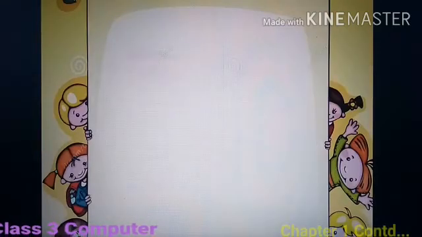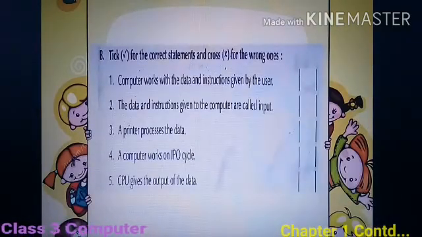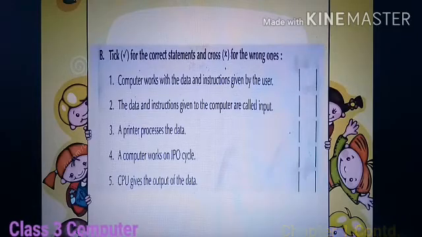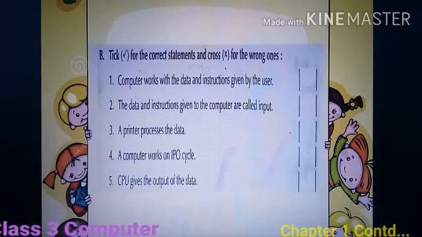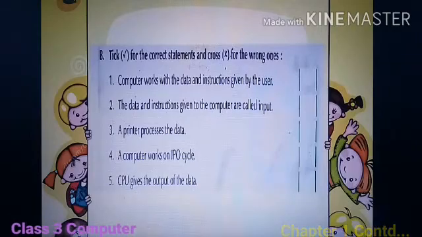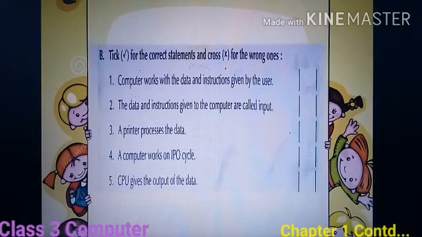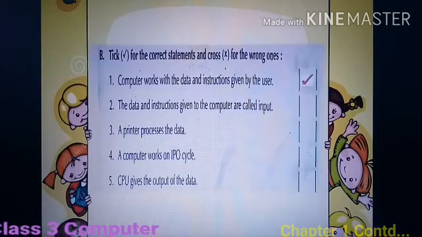The next assessment in our chapter is tick for the correct statement and cross for the wrong one. The first question is, computer works with the data and instructions given by the user. True or false? Computer works with the data and instruction given by the user. Yes, it is true. So we put a tick here.